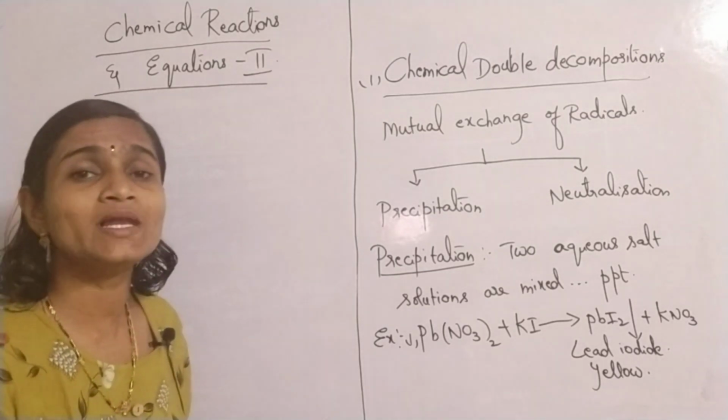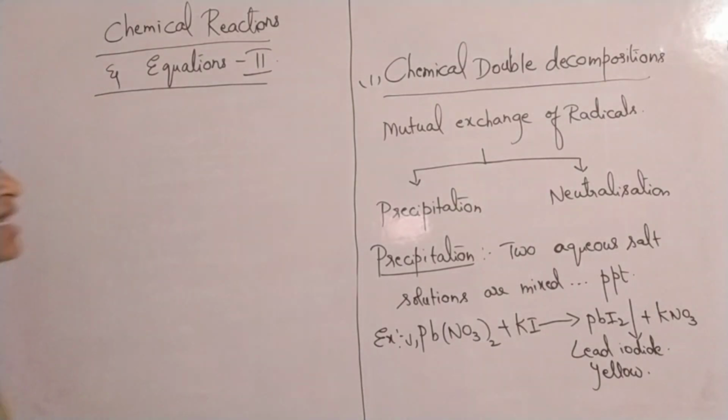So like that, mutual exchange of radicals takes place. That's why this is an example for what? Double decomposition reaction. Next we will see some more examples. Second example: here you will be asked for color changes, so you have to learn certain examples by heart.